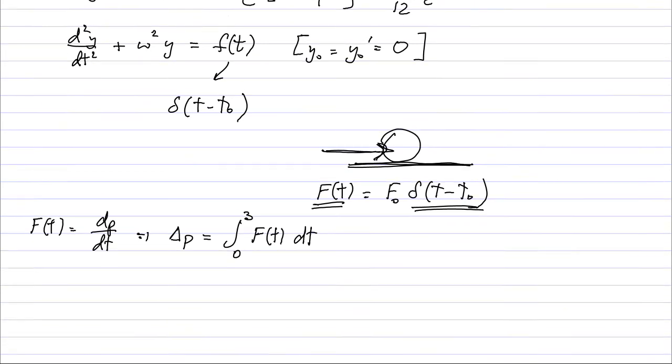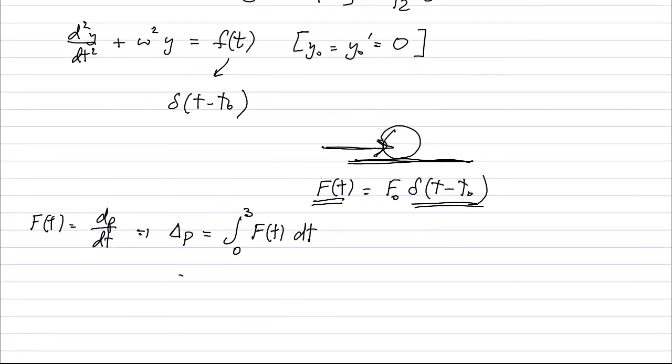Okay, and you have kicked the ball at 2 seconds, so you just plug this thing in. So you have the integral of F naught delta of t minus 2 dt. F naught is a constant that goes outside, and the integral of the delta function gives you 1, so you are just left with F naught. So the change in momentum is simply equal to this constant F naught.